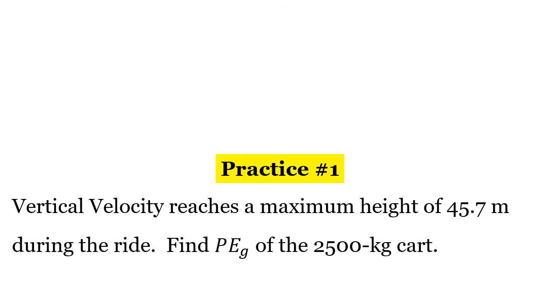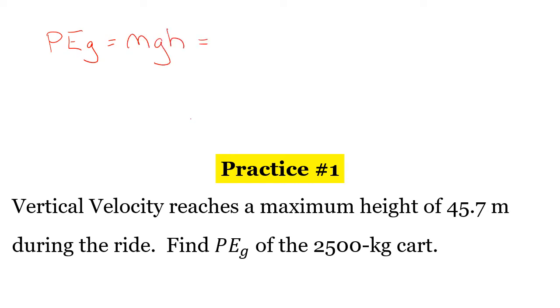So in our first question here, we have Vertical Velocity, which is a ride at Six Flags Great America. Vertical Velocity reaches a maximum height of 45.7 meters during the ride. Find the potential energy of the 2,500 kilogram cart. And we're assuming that this is at its maximum height. So our potential energy is calculated by multiplying mgh.